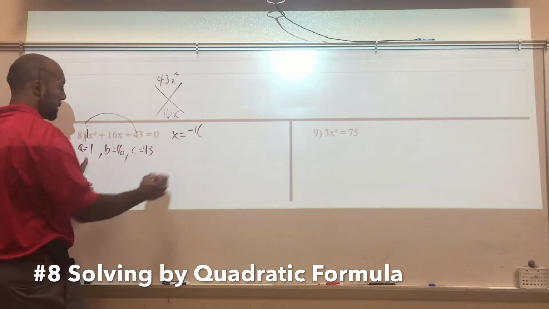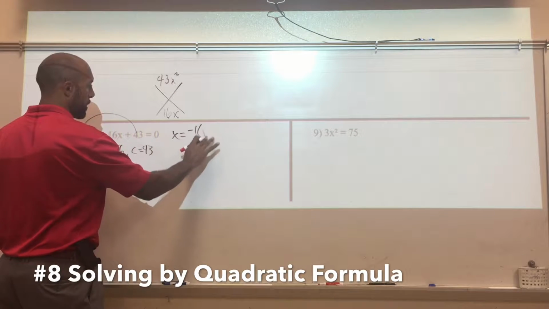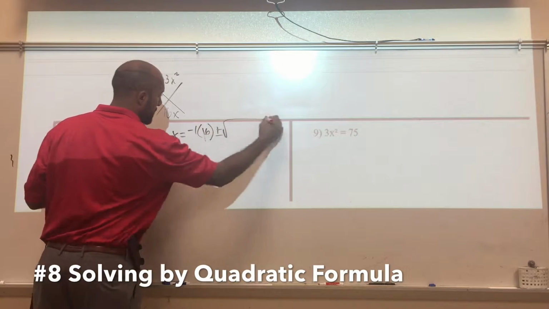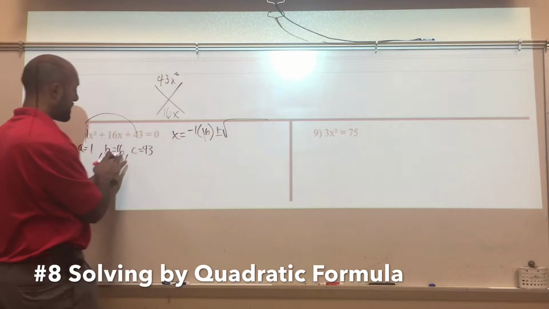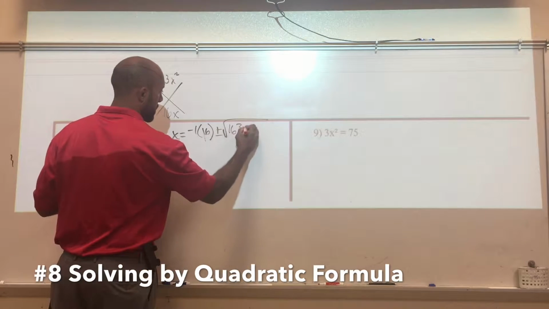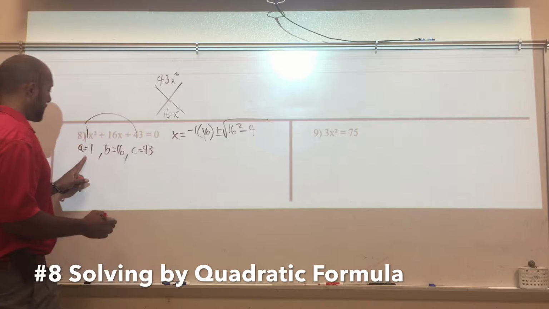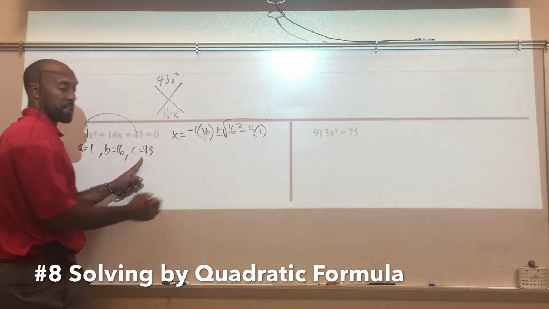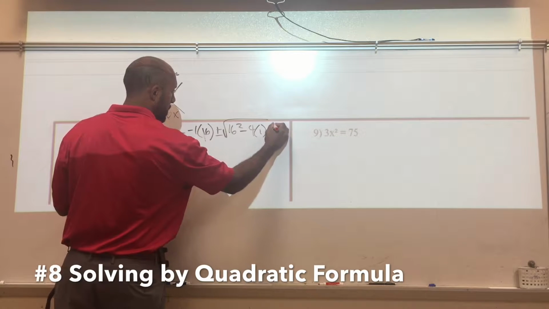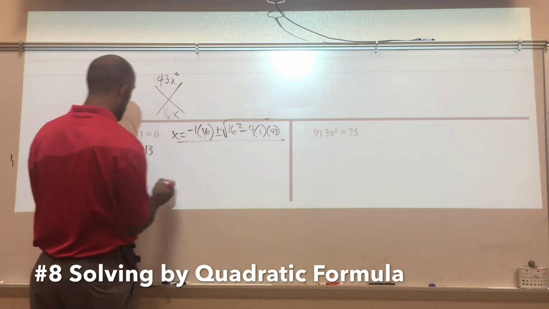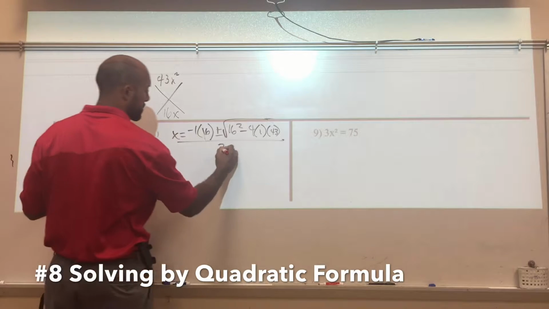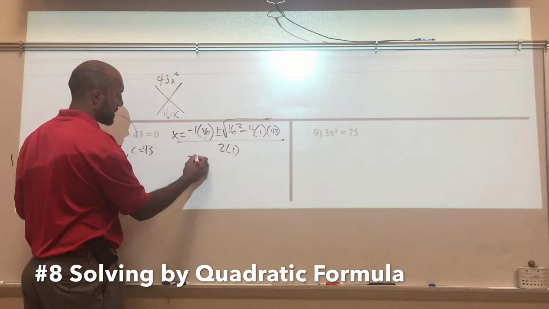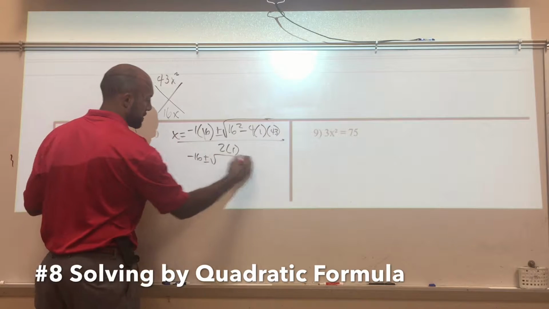Negative 1 times, remember it's going to be b's next, so 16, plus and minus b squared, so 16 squared, minus 4 times a, which is 1, times c, which is 43, all over 2 times a, which is 1. Okay, so let's simplify. Negative 1 times 16, negative 16, plus and minus.